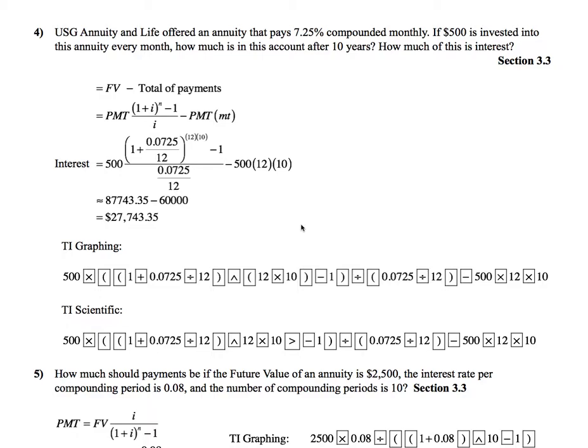And in question 4, we have a life insurance company or some sort of financial services company that is offering an annuity. They're selling an annuity that pays 7.25% compounded monthly. And we are asked if we invest $500, if we pay $500 into this annuity every month, how much is going to be in that account after 10 years?